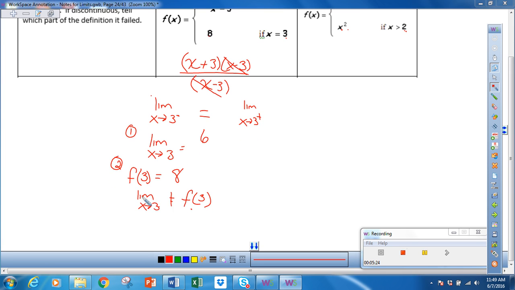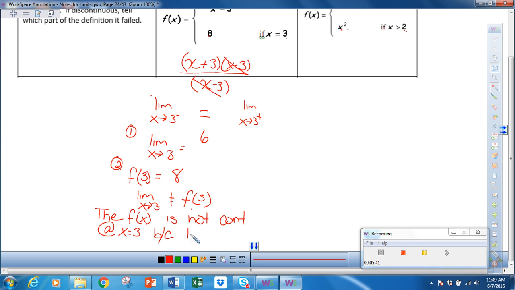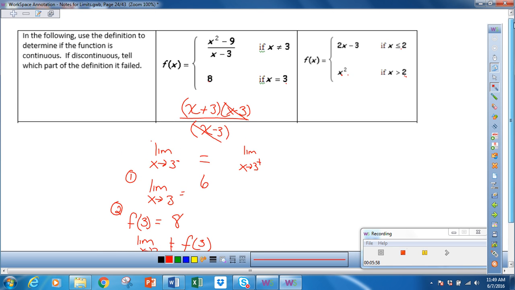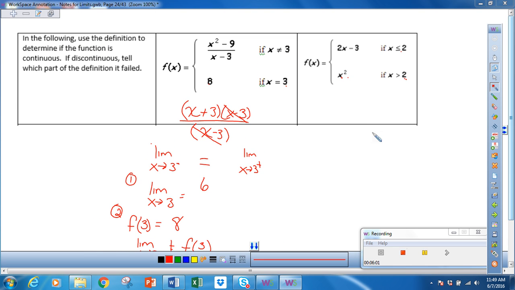So if you were asked to justify your answer, you would say the function is not continuous at x equals 3 because the limit as x approaches 3 of f of x is not equal to f of 3, and therefore it's not continuous. Okay? Now I know that might seem like a lot to say, but anytime on the AP exam they ask you to justify something, you have to give them a calculus answer.